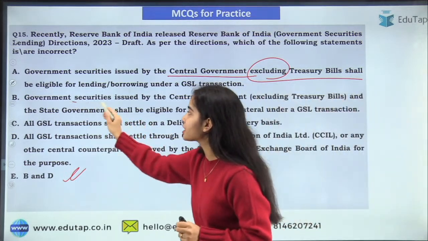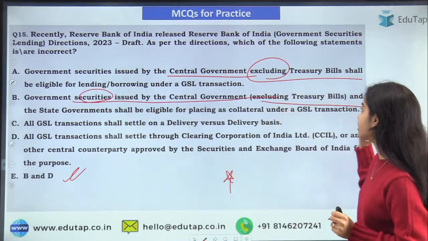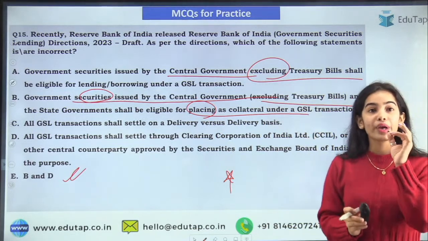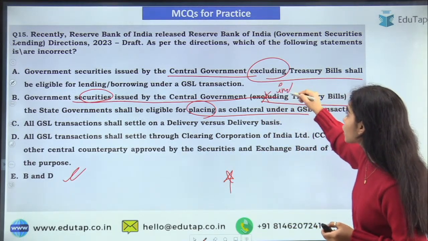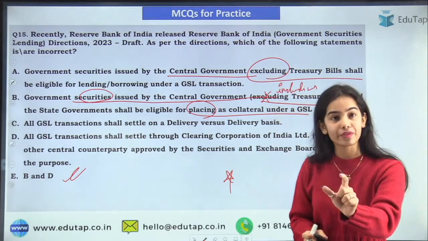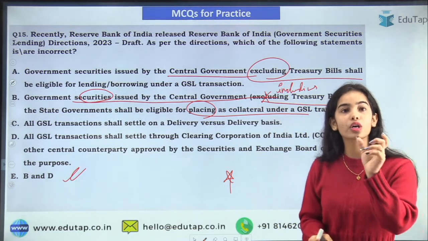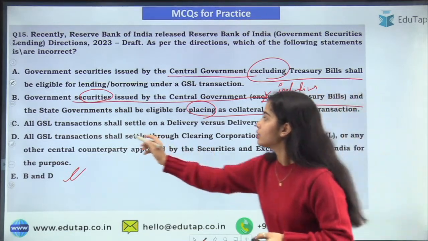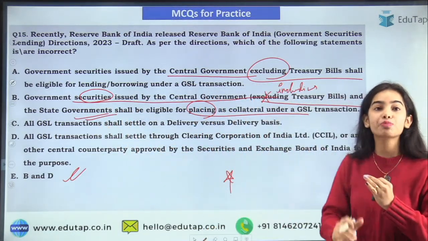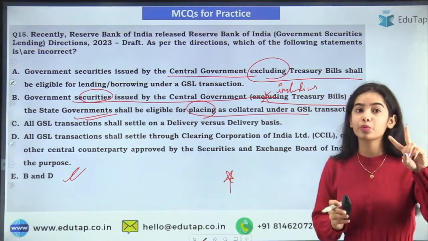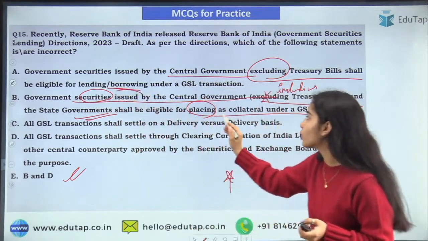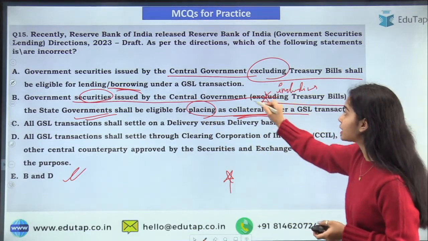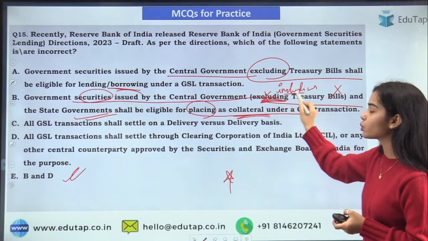The second statement says that government securities issued by the central government, excluding treasury bills, and the state government securities shall be eligible for placing as collateral. Here the wrong part is that it should be including. So the securities of the central government, including the treasury bills, as well as the state government securities, are all eligible to put as the collateral. So remember the difference between the two statements. This is for the lending and borrowing; this is for the collateral. For the collateral, all the government securities, be it central government securities or state government securities. So this statement is wrong, because excluding is written, and including should be the word.